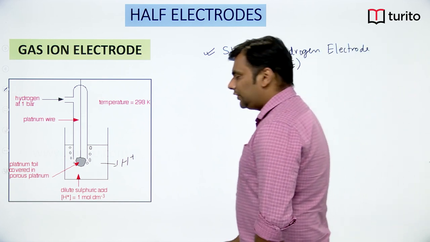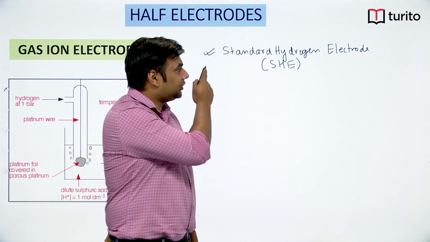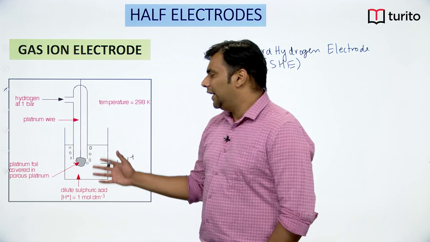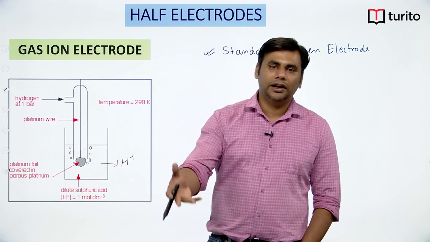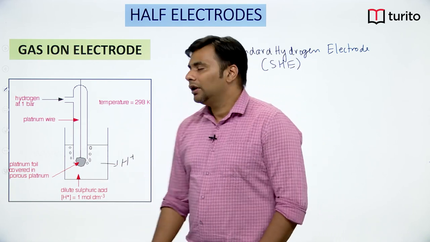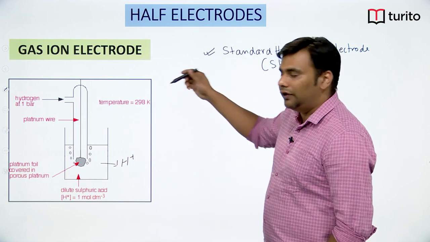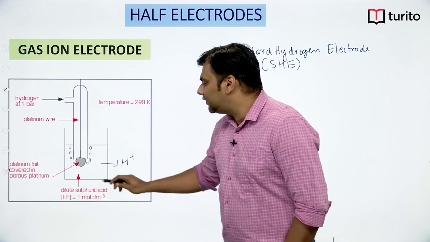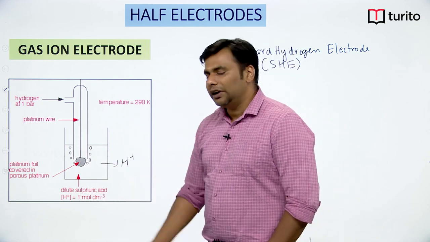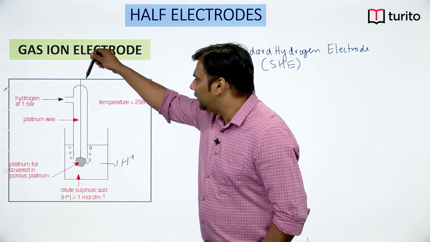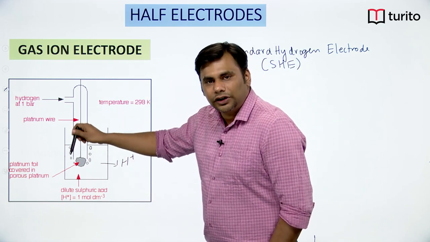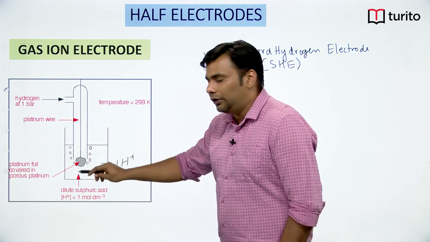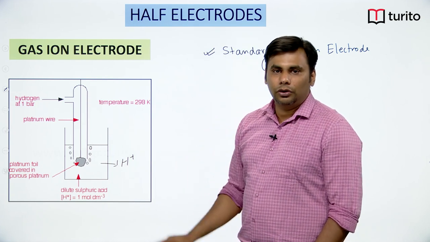In the SHE electrode, because we have written the term standard, it means the temperature has to be 298 Kelvin, the pressure has to be 1 bar, and the concentration or activity of all the species has to be unity. In the standard hydrogen electrode, we have dipped a platinum wire into the solution containing the H plus ion. The source of this H plus ion can be any acid like dilute sulfuric acid or dilute HCl. We have dipped this platinum wire in the solution containing H plus, and through the tube we are bubbling hydrogen into the solution. Hope this is clear to you.